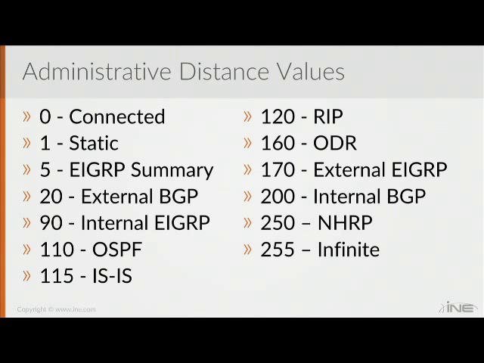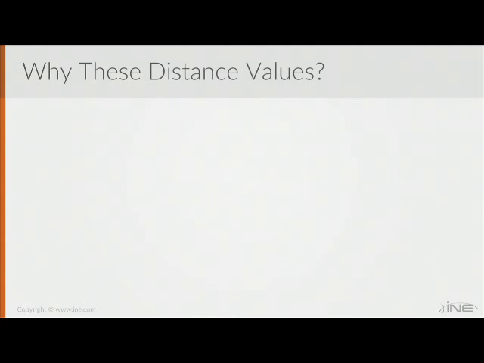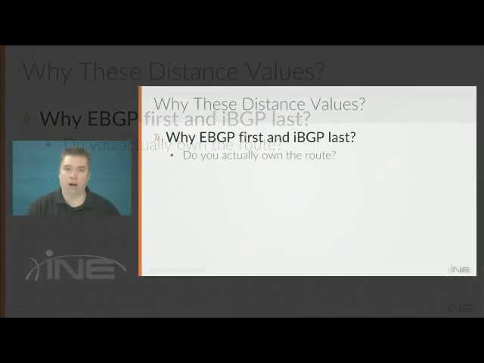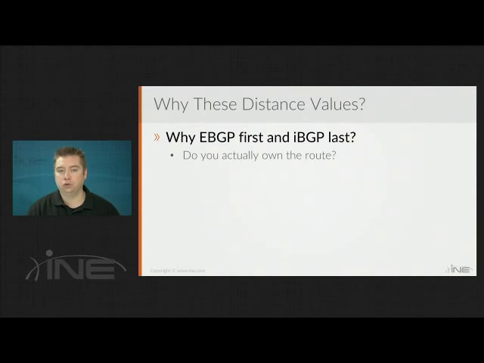So without going through all the details of all of the numbers here, let's think about, from a high-level value, why are these the distance values? So for example, why do we choose an external BGP route first over an internal BGP route or over an IGP? Well, think about it. If we're an edge router and we're learning a route from external BGP, and we're also learning the route from an IGP, let's say that we did redistribution of BGP into OSPF, so we're at the edge and we have the eBGP route and we have the internal route.